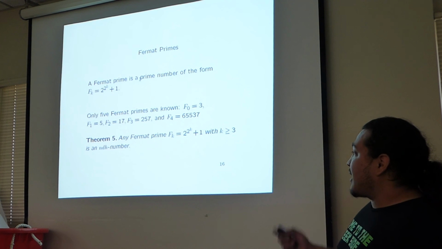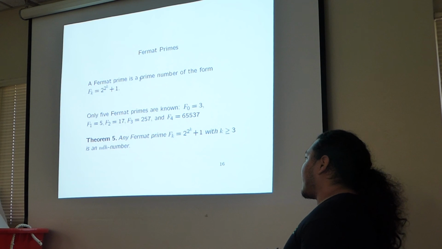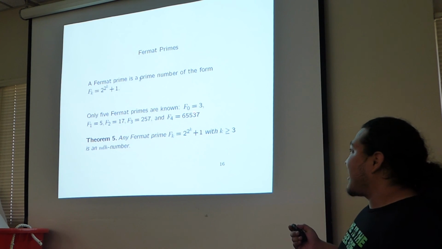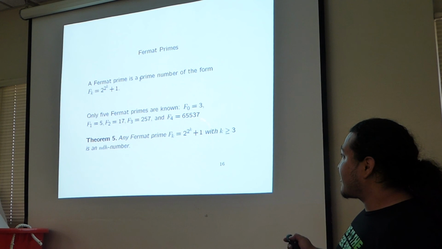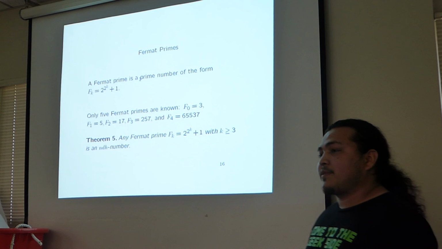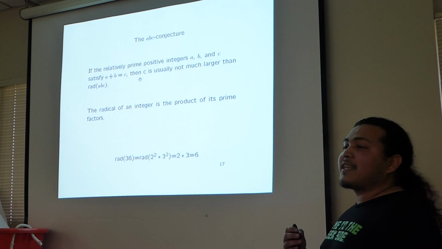But we did come up with a theorem, and this theorem was that any Fermat prime in this form with k greater than or equal to 3 is an NDH number. So as you notice, if you cut it off here at 3, right? This 3, that can be written as a difference of harmonic numbers, but this 4 cannot. And anything above 4, so greater than or equal to 3, can't be written as a difference of harmonic numbers, so it's an NDH number. Okay? So there's that. And then we get into the ABC conjecture.